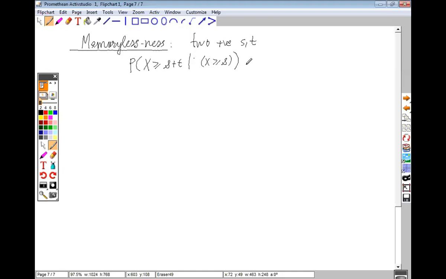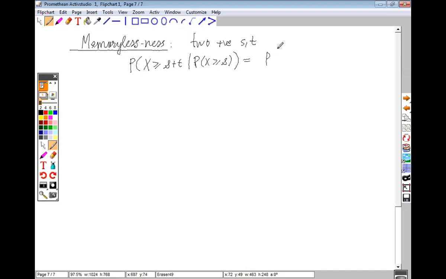It will be probability X is greater than or equal to S plus T divided by probability X is greater than or equal to S. Right. So what we are doing is we are using the Bayes theorem here. We have this A event here and we have this B event here. We're talking about events, so it has to be probability. So we're talking about A event here and the B event here. So what we will have is A, B upon only B.